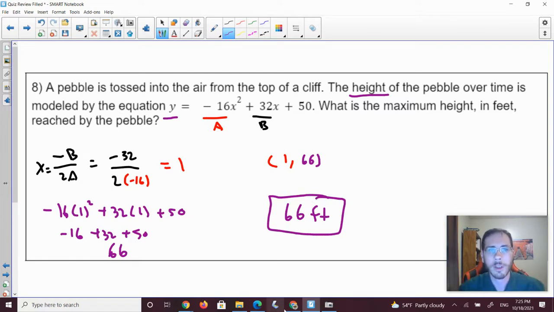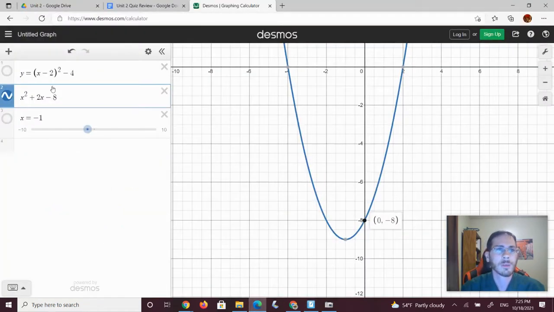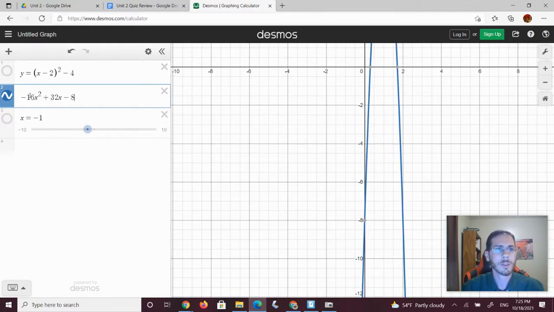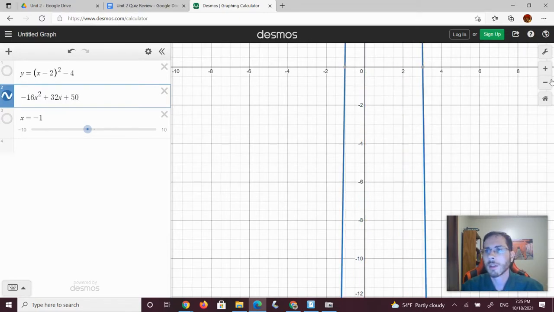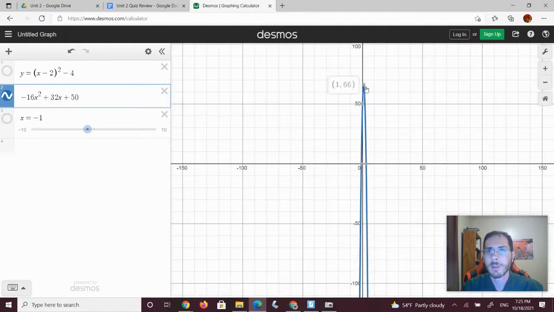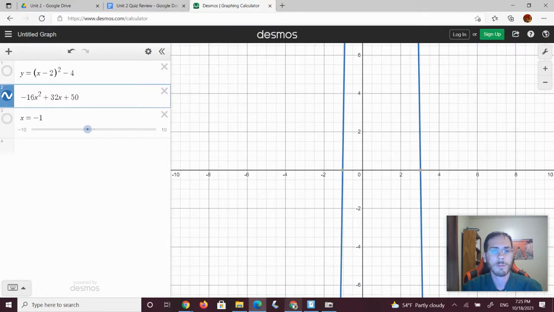Again, another one you can throw to Desmos. Negative 16x squared. We're using standard form, so negative 16x squared plus 32x plus 50. We have to zoom out a little bit on this one, well, maybe a lot. But we get a top up here at (1, 66), and that's exactly the vertex that we got from calculating. So that's kind of convenient that our calculations worked out.